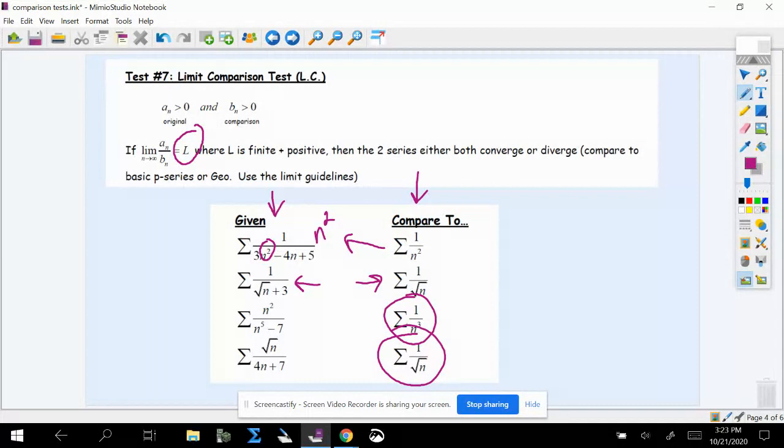It does also work with geometric, so I will show you the geometric as well. And again, to me, this test is way simpler to use because I can control what I'm comparing it to, and I don't have to check and see which one's bigger and which one's smaller. So I actually feel like this test is a little more flexible and easier to use.